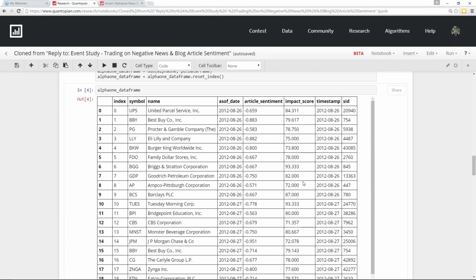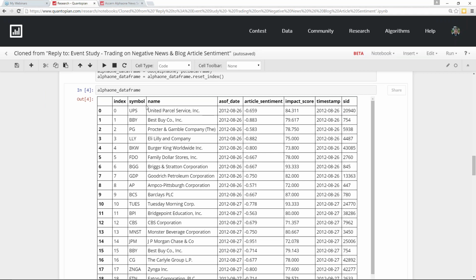So if you see here, this is a quick preview of the data. You get the symbol, the name, the as of date, which is when the article sentiment was published. This is rolled up on a daily basis, but at the actual granular level, you would see it by the millisecond timestamp. In the data that's in Quantopian, there's a line for each day for each company that has articles written about it on that particular day. You see the article sentiment, the impact score, the timestamp, which is when Quantopian registered this data, and then the SID. The SID is just a unique identifier for the symbol.